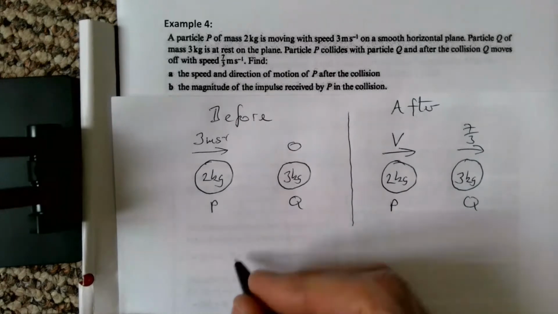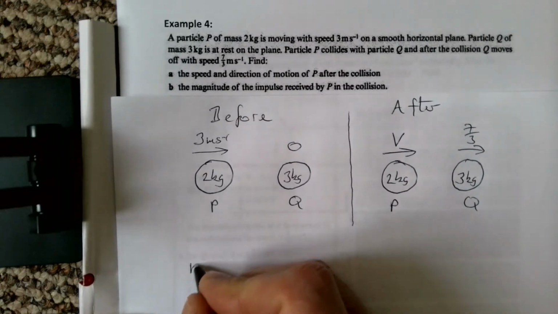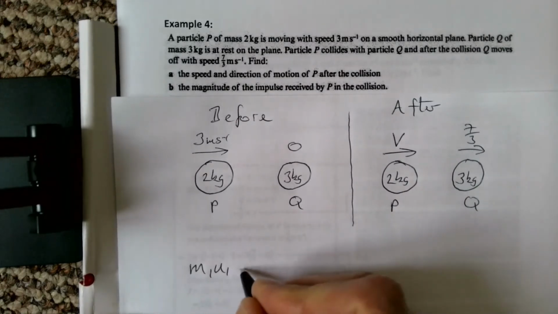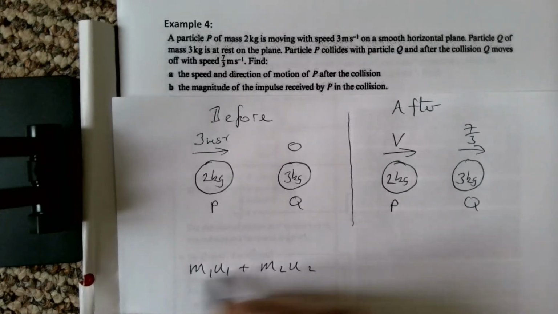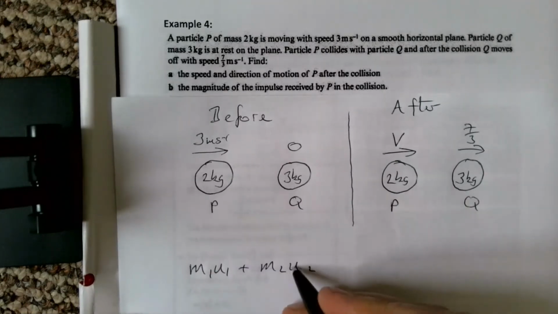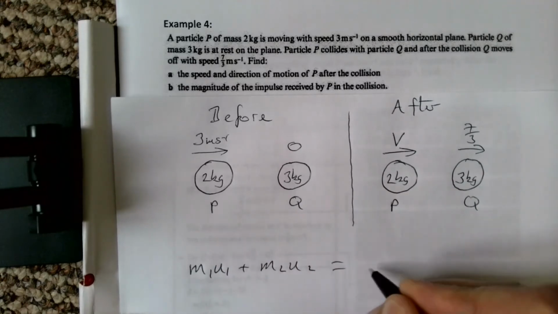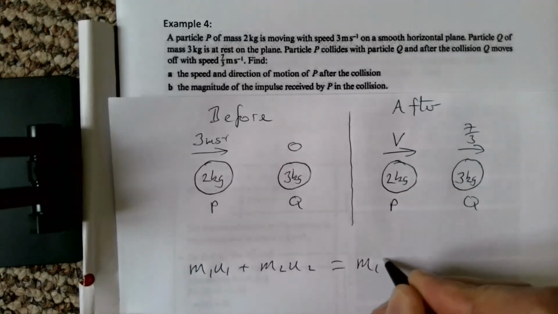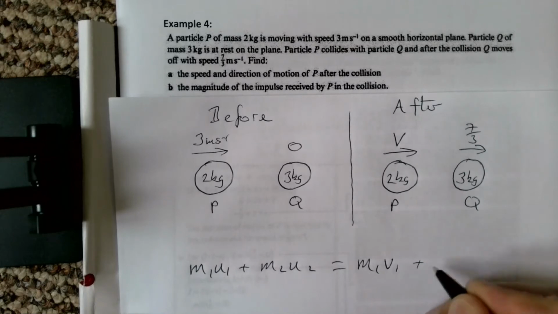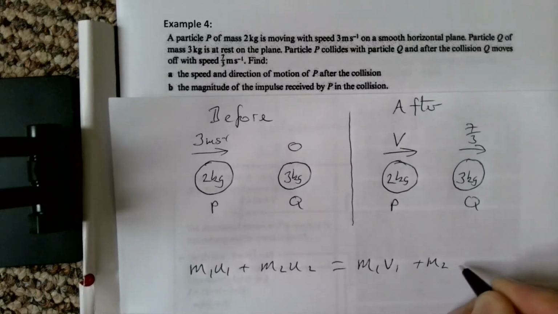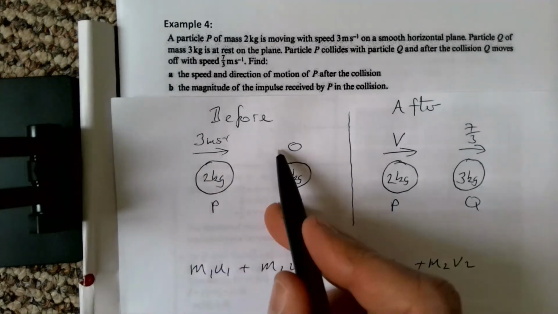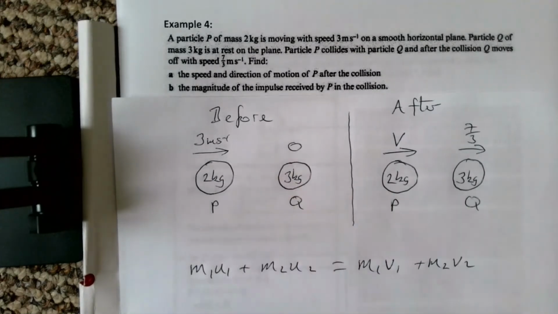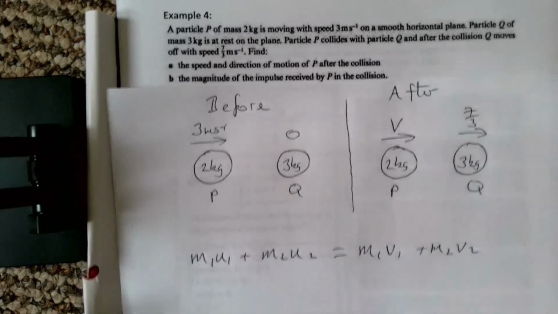We set up our equation then. M1U1 plus M2U2, as in momentum of this one, momentum of this one, so this is both before, equals M1V1 plus M2V2. I pick a direction to be positive. I think it's reasonably obvious to take this way here as positive, because that's my 3, and that's the direction it was going at the start.